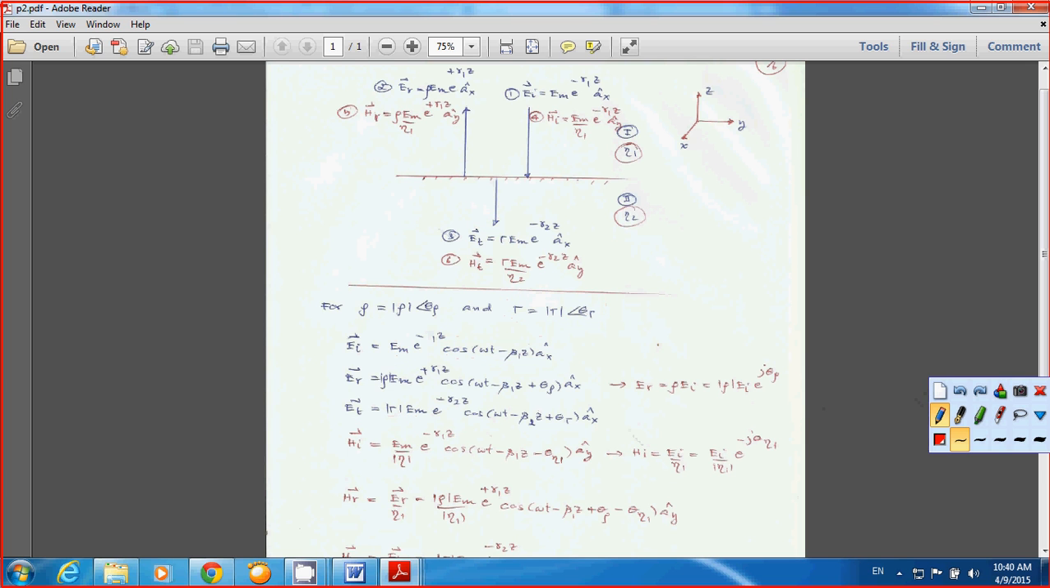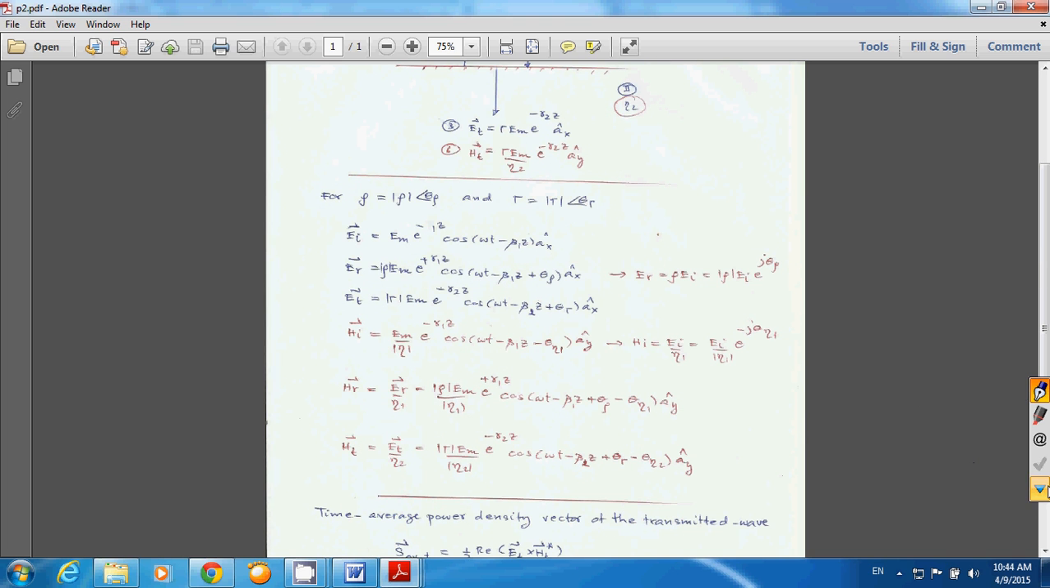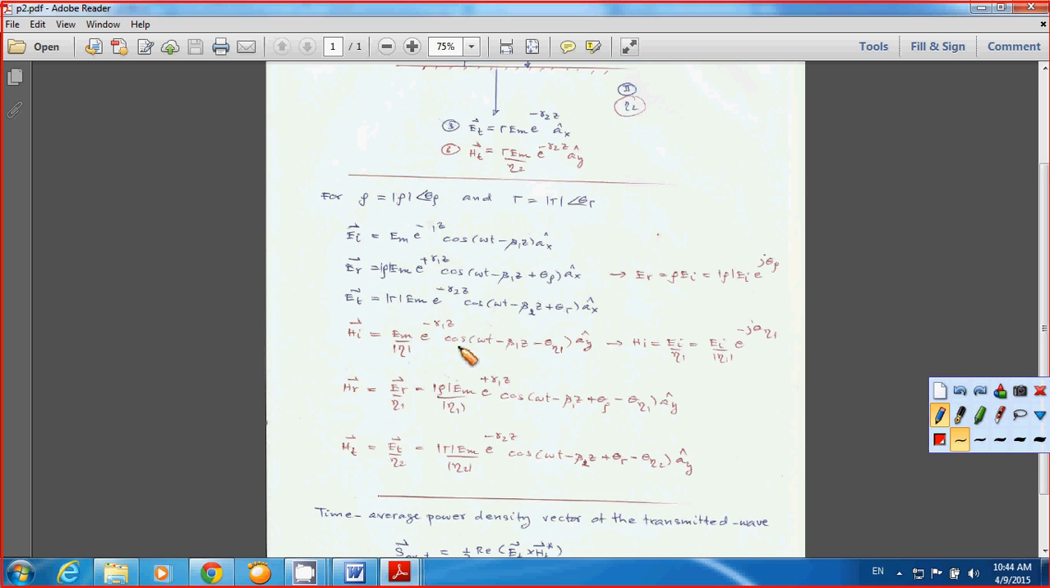Now let's take a look at the magnetic field. For HI, you have the relation HI is equal to EI over eta. So you do the same thing. You pick up EM, the amplitude of the incident electric field, divide by the magnitude of your eta. This one is supposed to be eta 1. And you also have the phase of eta 1 come into play in the equation. But this one, the sign, you use the negative sign.